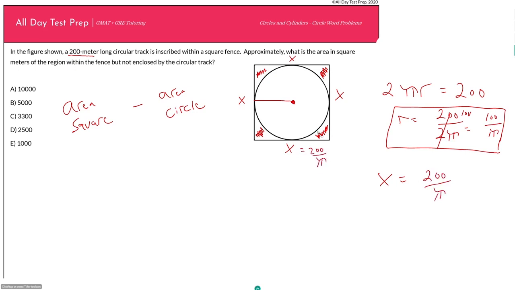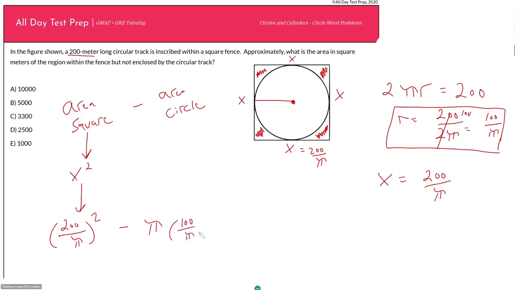So if we're trying to find the area of our square, that is just length times width, or in this case, x squared. So that would be 200 over pi, all squared. We've got to subtract out the area of our circle. That is just pi r squared, so minus pi times our radius, which is 100 over pi, squared.